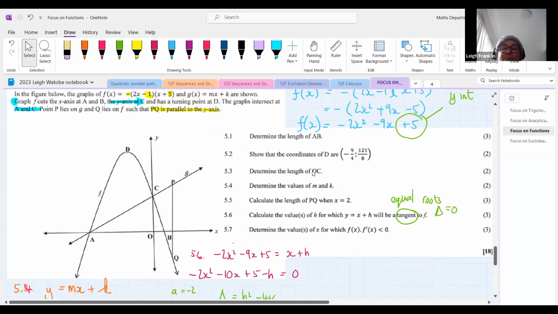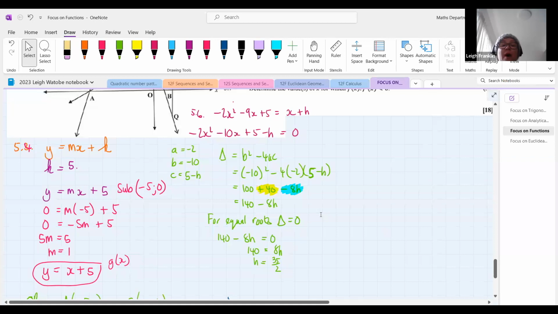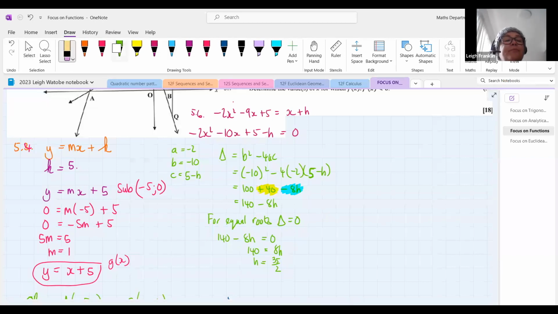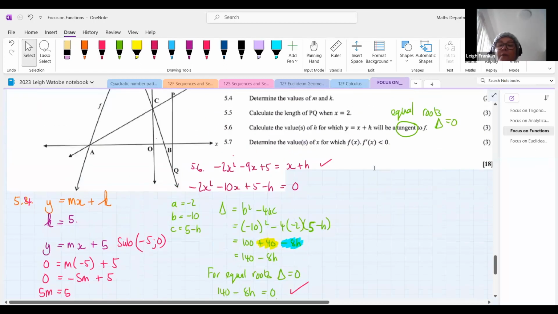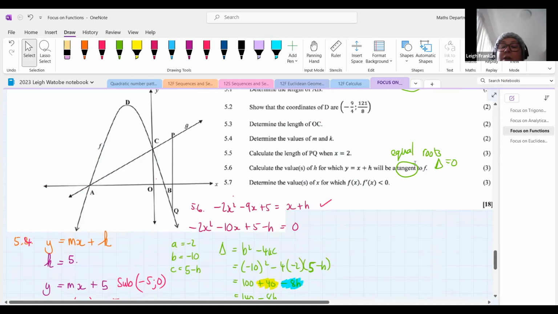There we go. Okay, let's have a look at the next thing. Now, that's only out of 3 marks. All right, so I think here there would have to be a mark for equating them, subbing into delta and getting delta equal to 0, and then a mark on your answer. Not very many marks for a lot of working on that particular question.